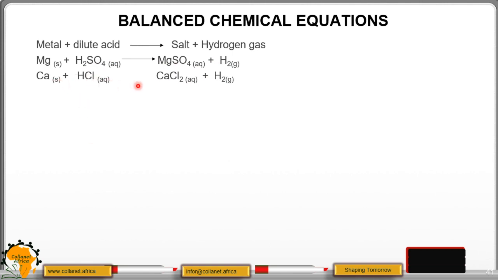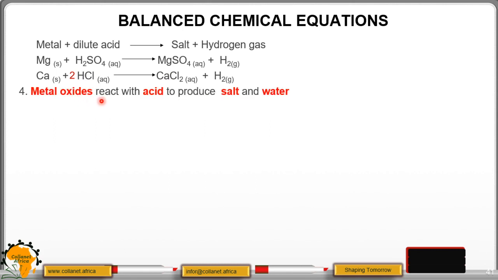Calcium plus hydrochloric acid, we have calcium chloride. Calcium has a valency of 2 in group 2, while chlorine, which is a halogen in group 7, requires 1 electron to be stable. So 1 valency, 2, so they interchange to form this salt. So calcium chloride, we have 2 here, and we have 1. Hydrogen are 2 on this side, and on this one there are 2, so you place a 2 there to get it balanced.